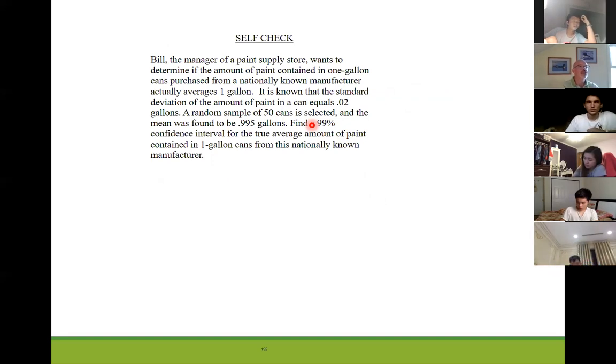Bill, a manager of a paint supply store, wants to determine if the amount of paint contained in 1 gallon cans purchased from a nationally known manufacturer actually contains 1 gallon. It is known that the standard deviation for the amount of paint can equals 0.02. A random sample of 50 cans is selected, and the mean was found to be 0.995 gallons. Find a 99% confidence interval for the true average amount of paint contained in 1 gallon cans from a nationally known manufacturer. Do this on a scrap piece of paper, I'll give you a couple minutes, and then I'll do it.